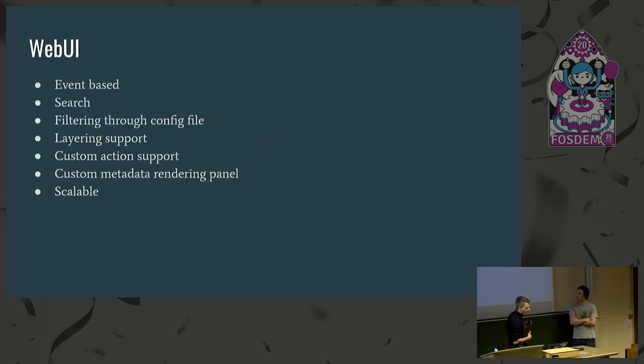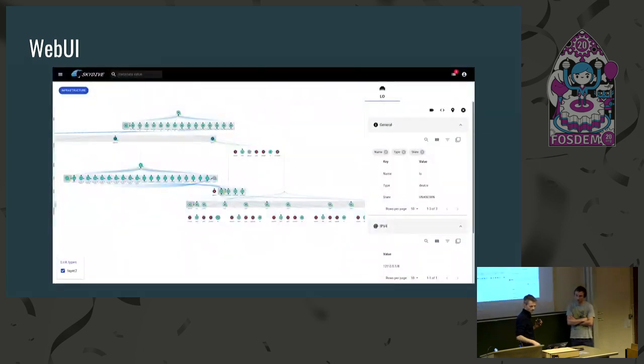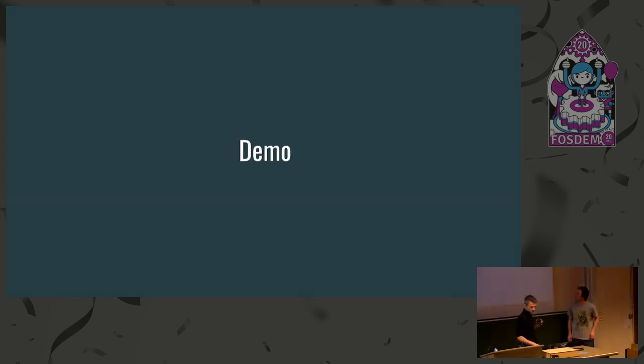For the web UI, it's definitely event-based. I will show you that just after. You can do search, as I explained, and filtering. You can put everything in a config file, so you can really customize everything. That's one view you can get, that's definitely a network infrastructure, but you can see there are plenty of nodes.